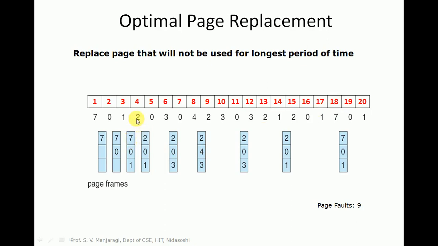And now let us move on to the next page reference. The next page reference is 0. So let us check whether 0 is already present in the memory or not. So 0 is already present here. So no page fault occurs.